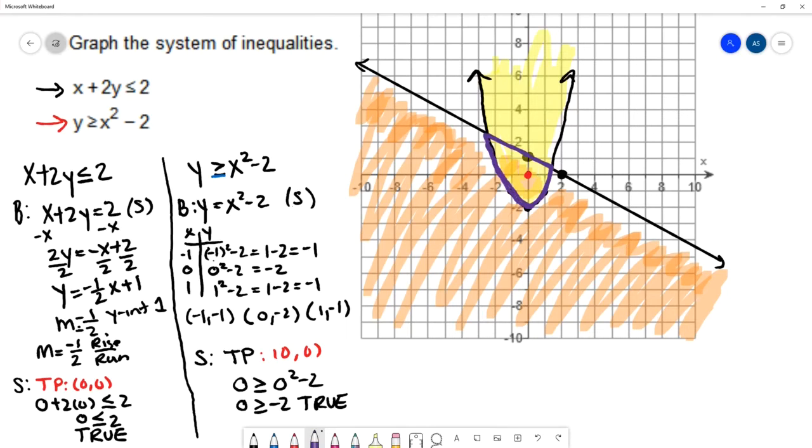So if you're doing this in MyMathLab, which a lot of you will be doing, you would graph the line, graph the parabola, and then use your paint bucket to fill this region here, in between the line and the parabola.